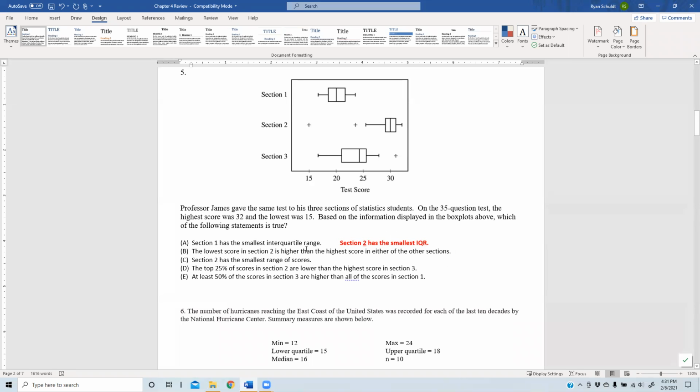B, the lowest score in section 2 is higher than the highest score in any of the other sections. Section 2 is right here. It's our lowest score, period. This is our lowest, period, of all. So yeah, no. Ain't gonna cut it.